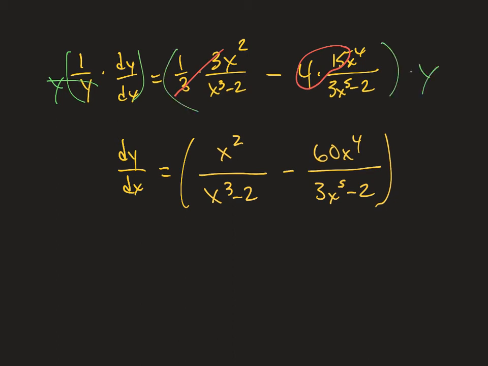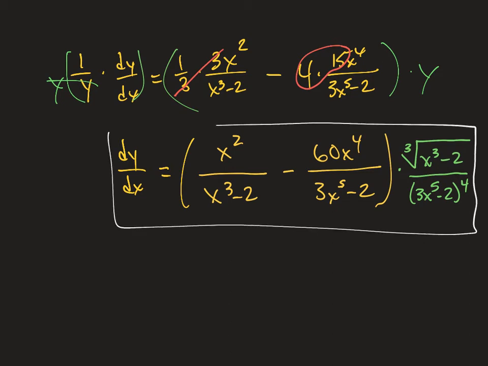But I'm not going to use the letter y. I'm going to use the expression for y, which happens to be the cube root of x cubed minus 2 over 3x to the 5th minus 2 to the 4th power. And so this entire expression now is our derivative.